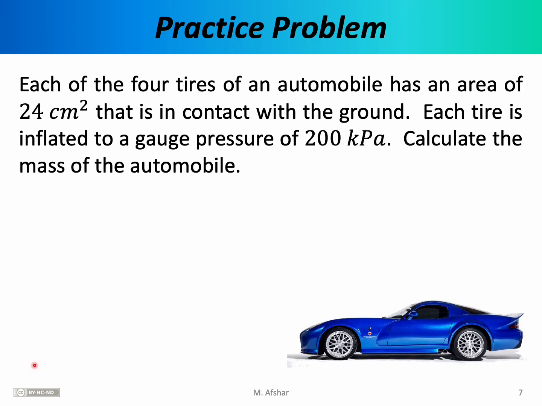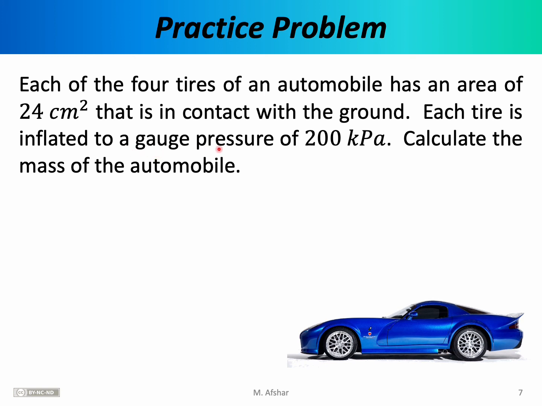So let's end this lecture with one final practice problem. Each of the 4 tires of an automobile has an area of 24 square centimeters that is in contact with the ground. Each tire is inflated to a gauge pressure of 200 kilopascals. Calculate the mass of the automobile. So once again, there's probably some new vocabulary here.